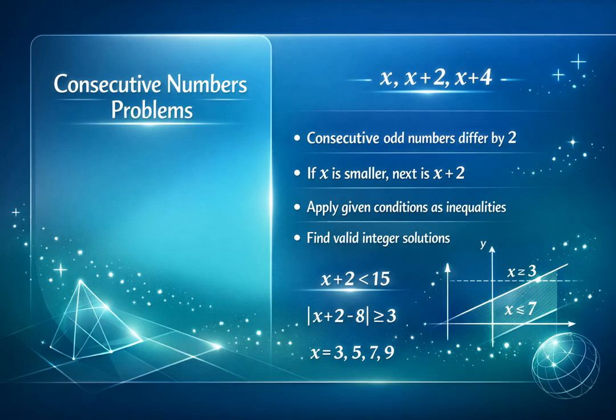For consecutive odd number problems, remember that consecutive odd numbers differ by 2. If x is the smaller, the next is x + 2. Apply the given conditions as inequalities, then find valid integer solutions. For example, finding consecutive odd natural numbers both greater than 10 with sum less than 40 gives the pairs 11, 13; 13, 15; 15, 17; and 17, 19.